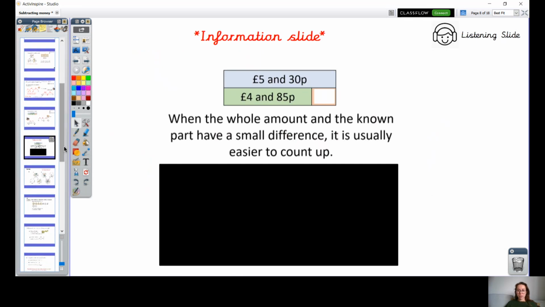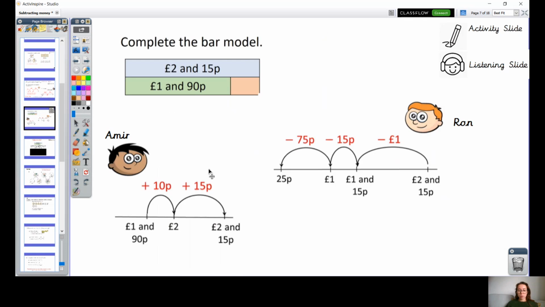Last listening slide from me today. I want to give you a little bit of advice for those of you that do get onto the number line questions. When the whole amount and the known part have a very small difference, can you see how £4.85 isn't really that far off £5.30? They're quite similar, there's not a lot in them. It is usually easier to count up, okay? So it's usually easier to use Amir's method.